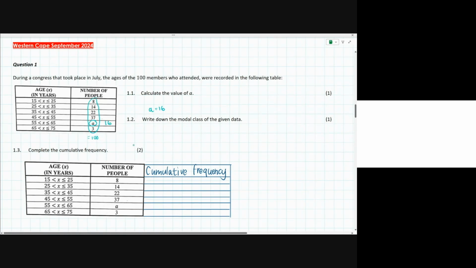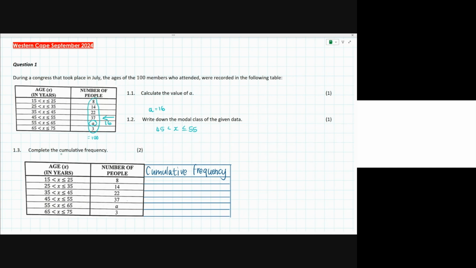1.2 says write down the modal class of the given data. Again, nice and straightforward. Modal, mode, the interval or the class interval with the highest frequency. That would be this one of 37. And so that would be the age group 45 to 55. Right, so like I say, first question generally off the bat, nice and easy, straightforward.